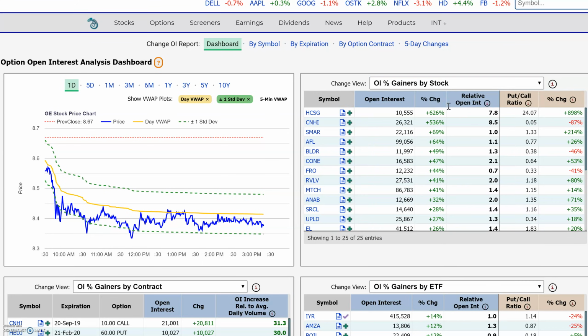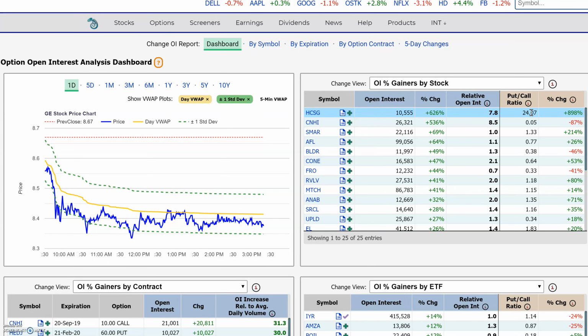So if you wanted to find out where there was a big percentage gain in the overall open interest in a particular stock, you could see it here, and the relative open interest when you compare it to a 90-day moving average. So you could see here there's a 600% increase in this stock in open interest in one day, and that's 7.8 times the relative open interest when you take the average of the 90 days.